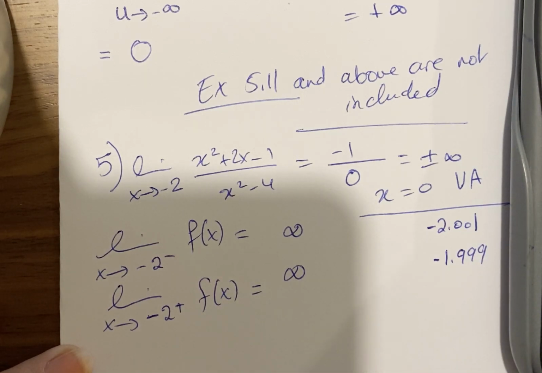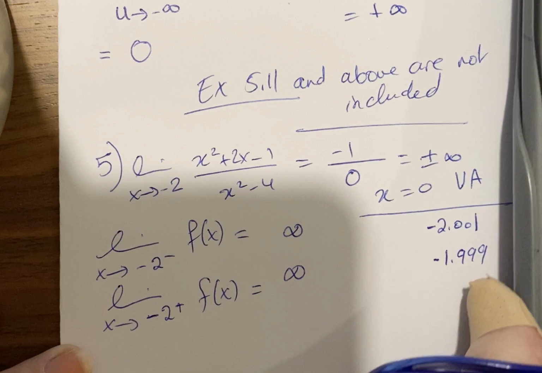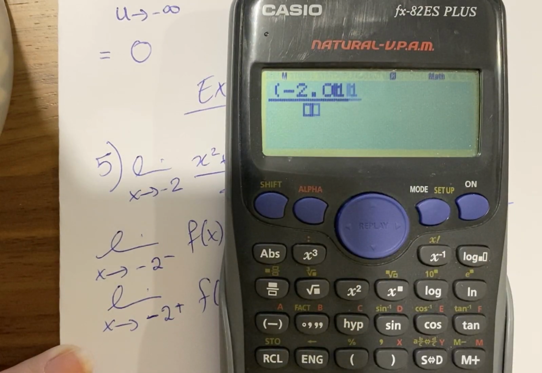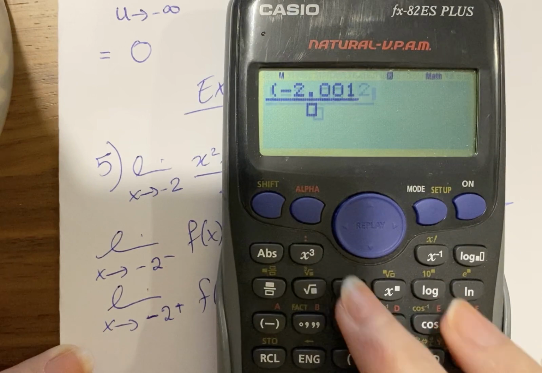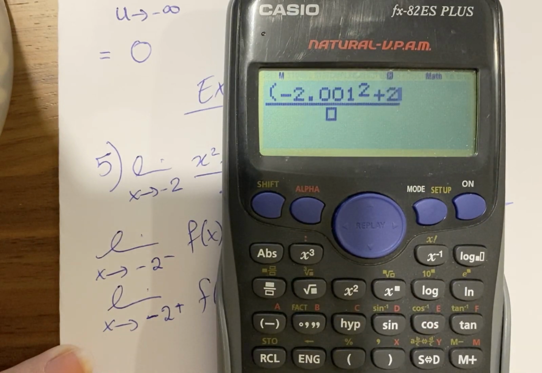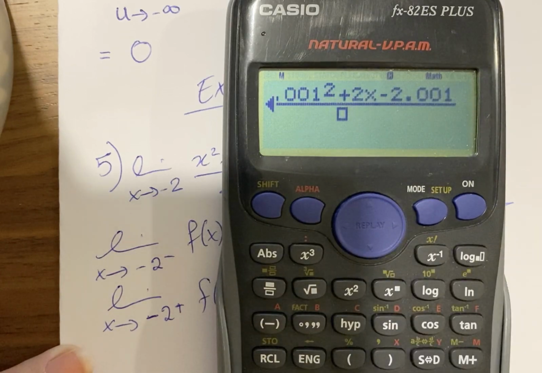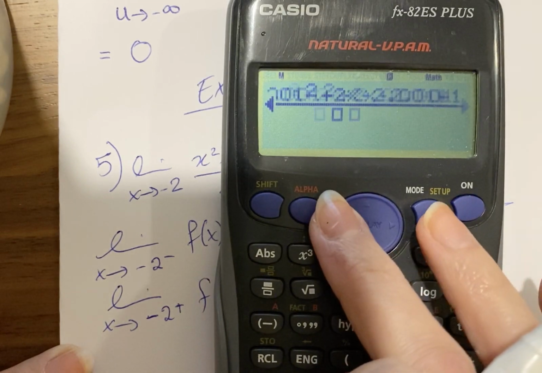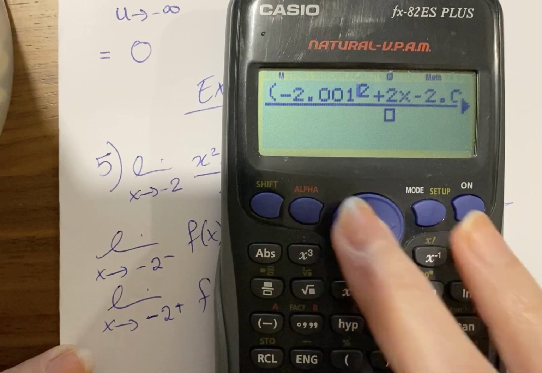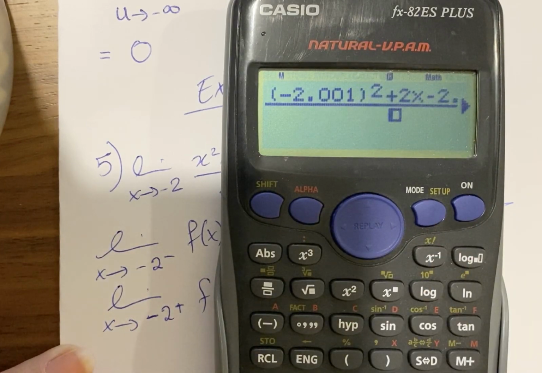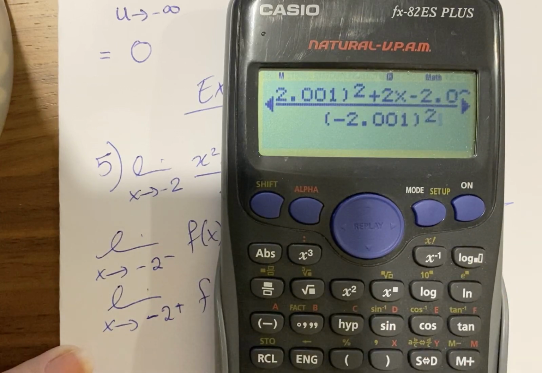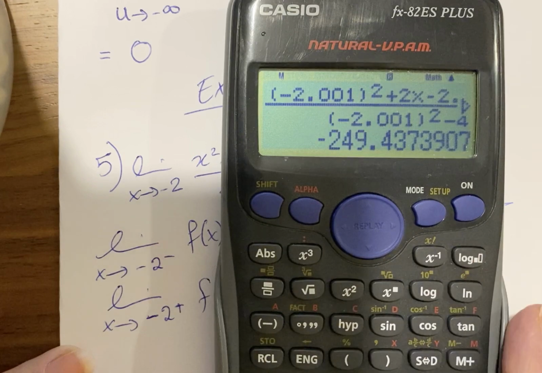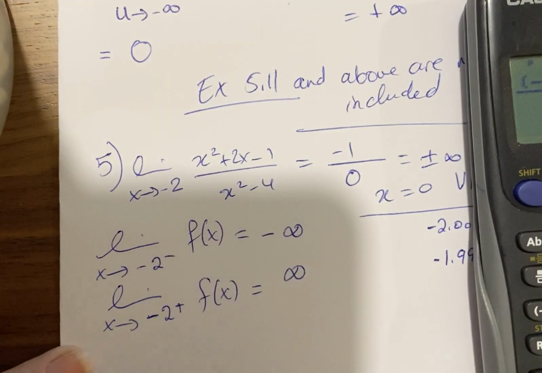So what I do is I take bracket minus 2.001 squared plus 2 times minus 2.001 minus 1 over minus 2.001 squared minus 4. See, I don't use the calculator very often. You are much better at this than me. What do you get? Negative number. So this means it's negative infinity here.